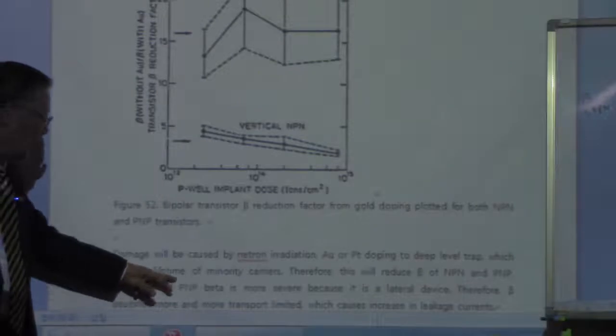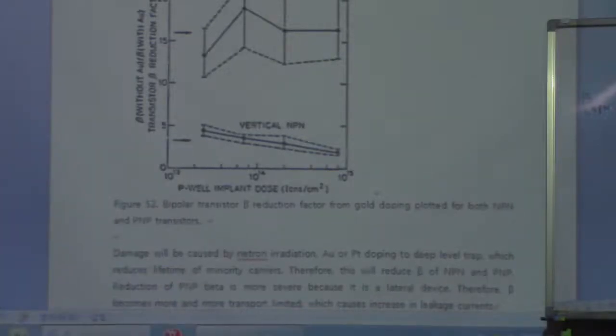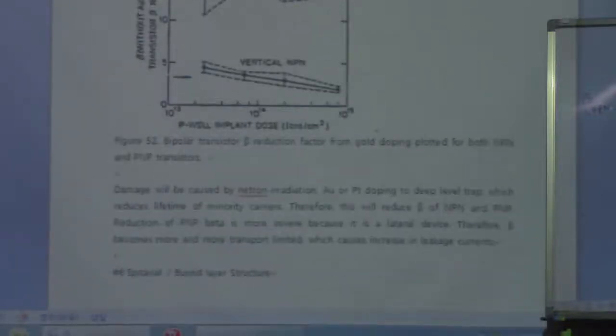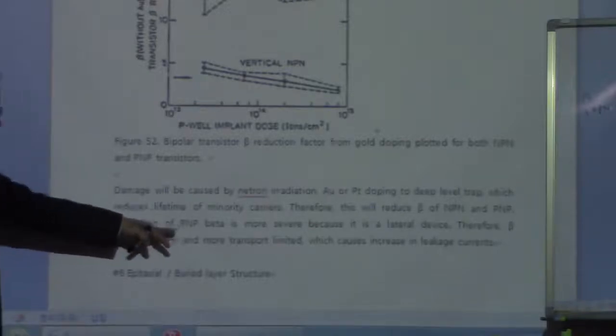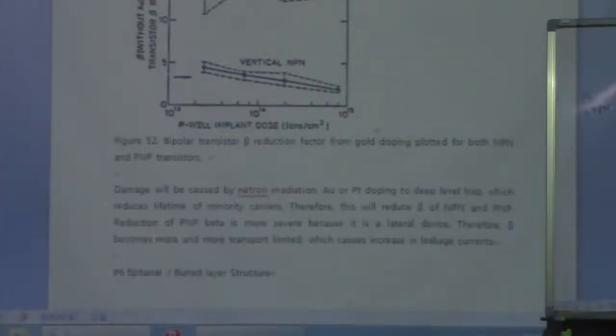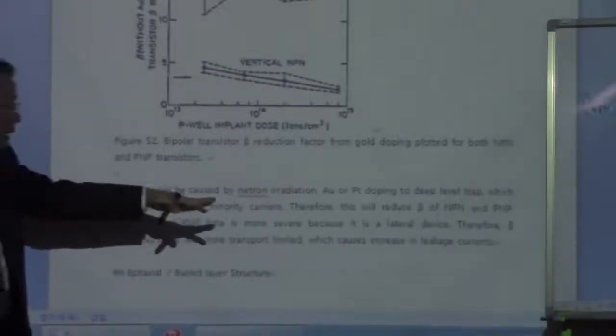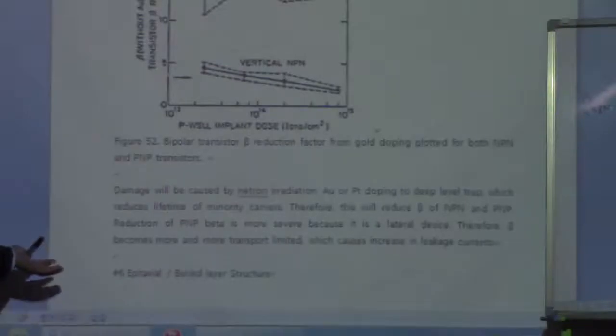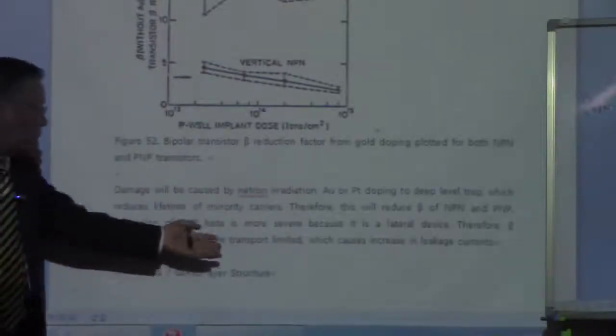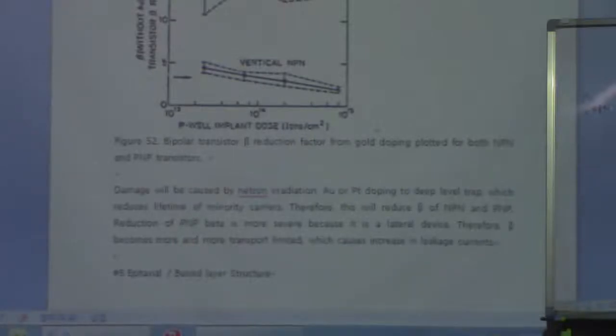gold, platinum, which is just an inert element, doping to deep level traps, which reduces the lifetime of minority carriers. Therefore, this will reduce the beta, of course, both betas in lateral and vertical transistors. Reduction of the PNP beta is more severe when reducing the lifetime because it is a lateral device. Therefore, beta becomes more and more transport limited, which causes an increase in leakage current.